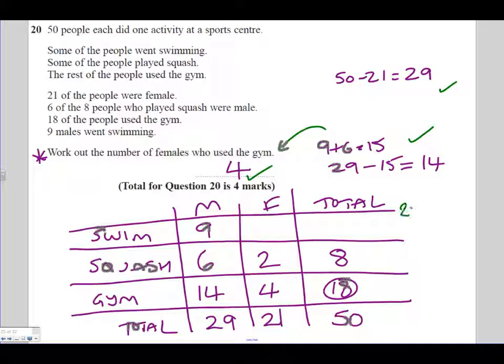We know that 21 females went to the sports centre, 4 went to the gym, and another 2 played squash. So 21 minus 4 is 17, minus another 2 is 15. So we know 15 women went swimming. The total for swimming, 9 plus 15, gives us 24 people in total went swimming. And when we add 24 to the 8 to the 18, that also gives us our total of 50 people that went to the sports centre.